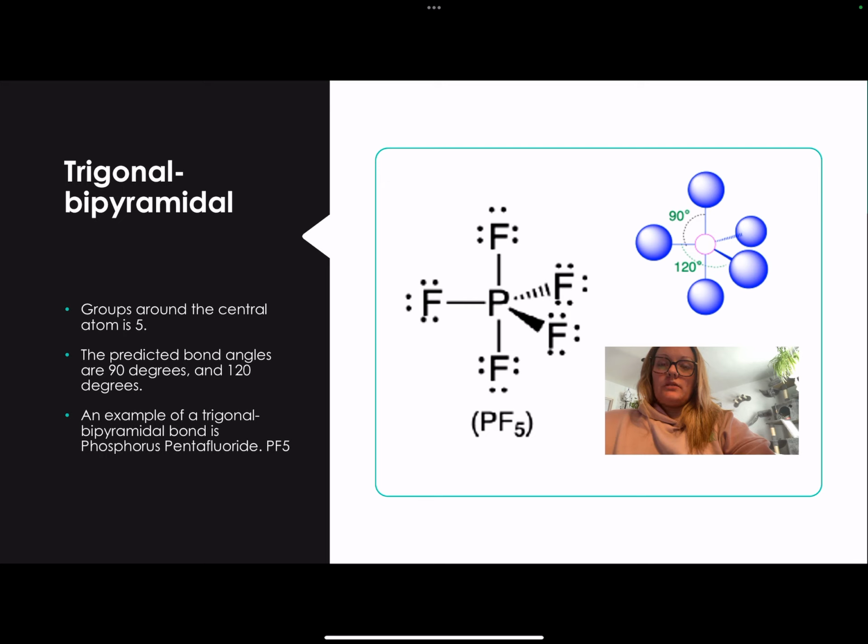Trigonal bipyramidal. Groups around the central atom is 5, the predicted bond angles are 90 degrees and 120 degrees. An example of a trigonal bipyramidal molecule is phosphorus pentafluoride, PF5.